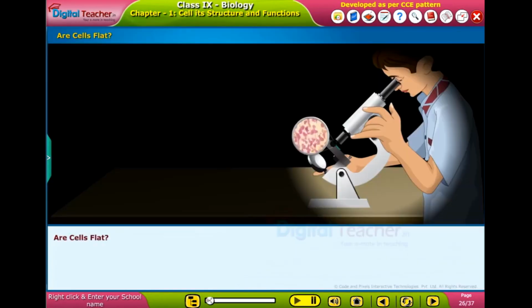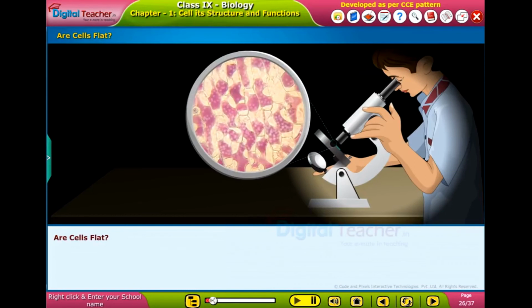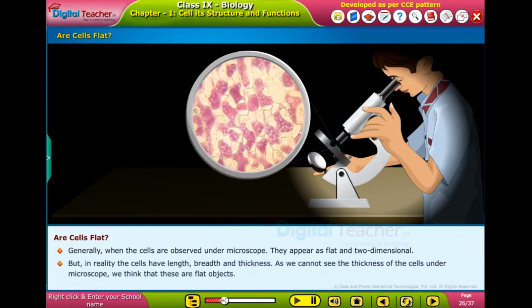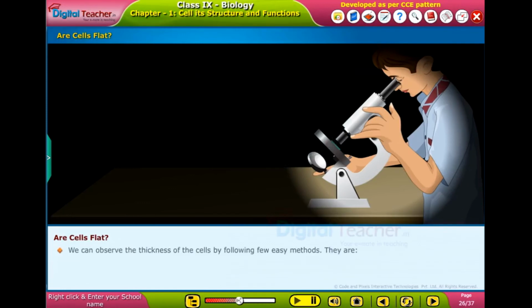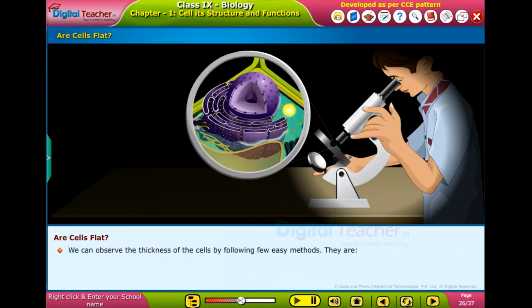Now, let us know the definite shape of the cells. Generally, when the cells are observed under microscope, they appear as flat and two-dimensional. But in reality, the cells have length, breadth, and thickness. As we cannot see the thickness of the cells under microscope, we think that these are flat objects. We can observe the thickness of the cells by following few easy methods.